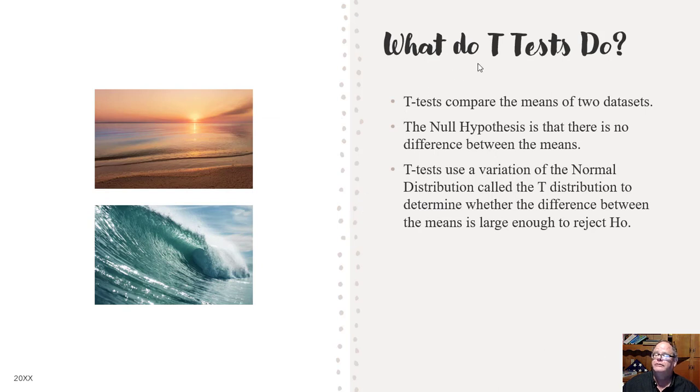All right, so let's talk a little bit about t-tests. What t-tests do is they compare the means of 2 data sets. The null hypothesis is that there is no difference between the 2 means, all right? So t-tests use a variation of the normal distribution, called the t-distribution, to determine whether the difference between the means is large enough to reject the null hypothesis. So in general, that's the way t-tests work.